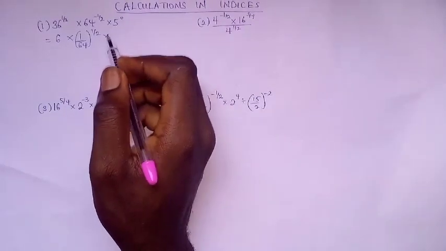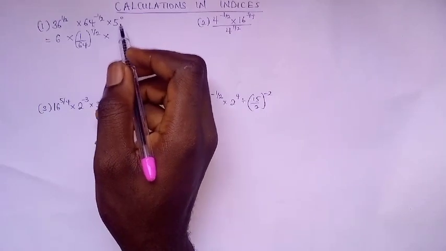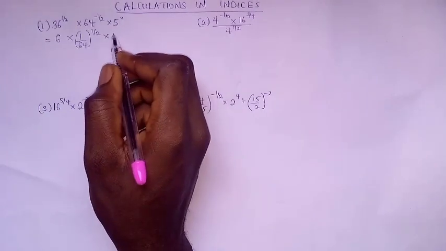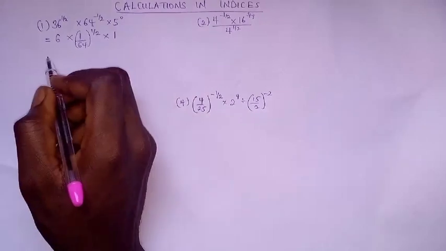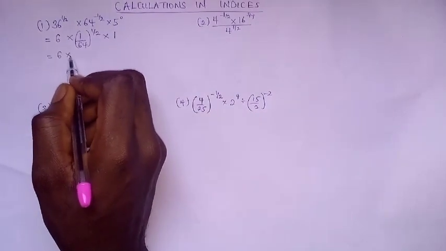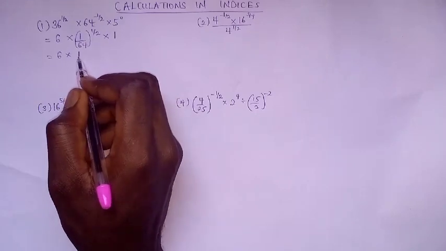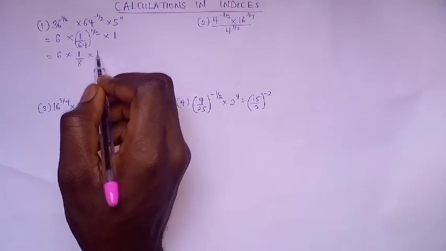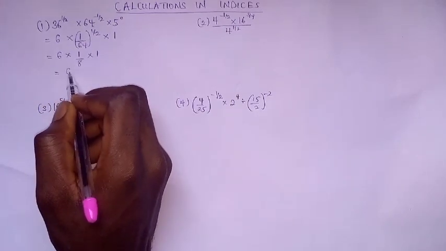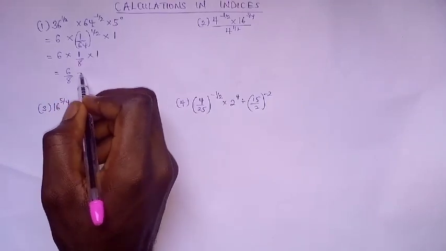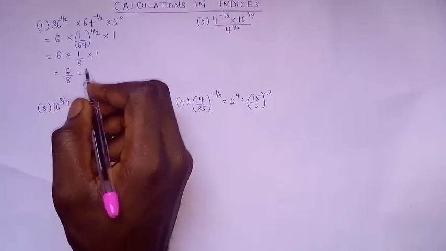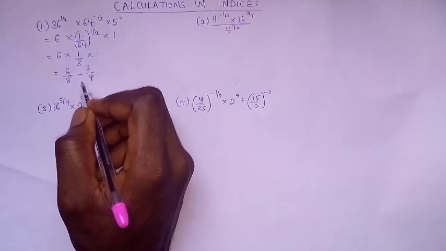Remember the unit law of indices, that any non-zero value raised to the power of 0 is 1. So 5 to the power of 0 is 1, equal to 6 times, power 1 over 2, we'll take the square root of 64, and that is 1 over 8, times 1, which is 6 over 8. And reducing it to the simplest form, we have 3 over 4.